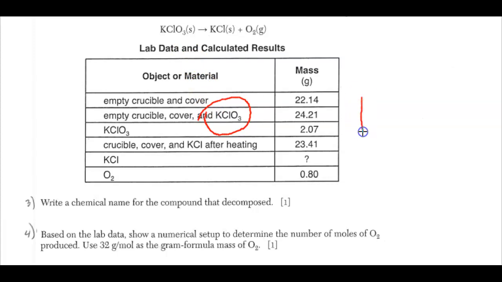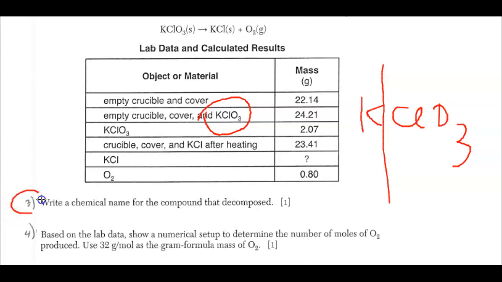Now, again, don't get creative on me. KClO3, you want to play the matching game and find it on reference table E. When you do that, you're going to find the polyatomic ion name is chlorate. So the answer here for number 3 is potassium chlorate. There's no excuse. You do not need to misspell potassium either. All of the elements, the symbols, and the correct spelling you can find on reference table S.